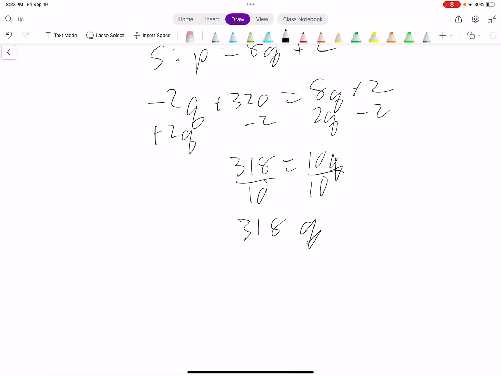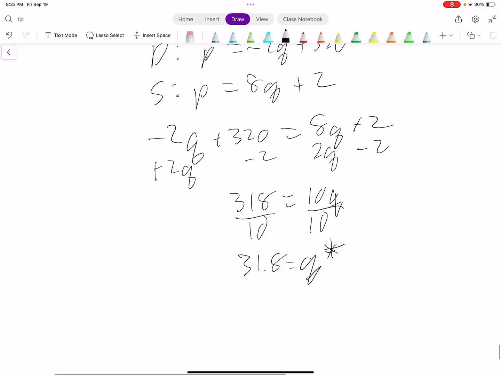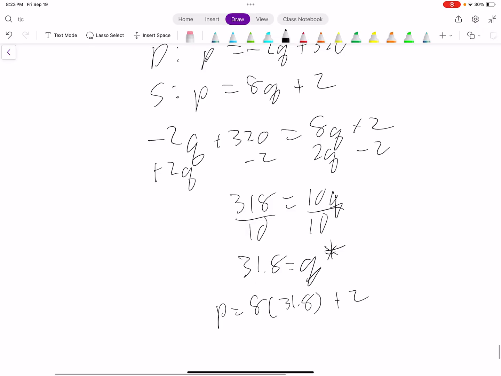This is our equilibrium quantity, which is Q star. Now we need our price. So you're just going to plug that into one of the equations. It doesn't matter which. I'm plugging into the supply equation since I can see it there. So P equals 8 times 31.8 plus 2. Then I get out my calculator and I go 8 times 31.8 plus 2 equals 256.4. And this is my equilibrium price.